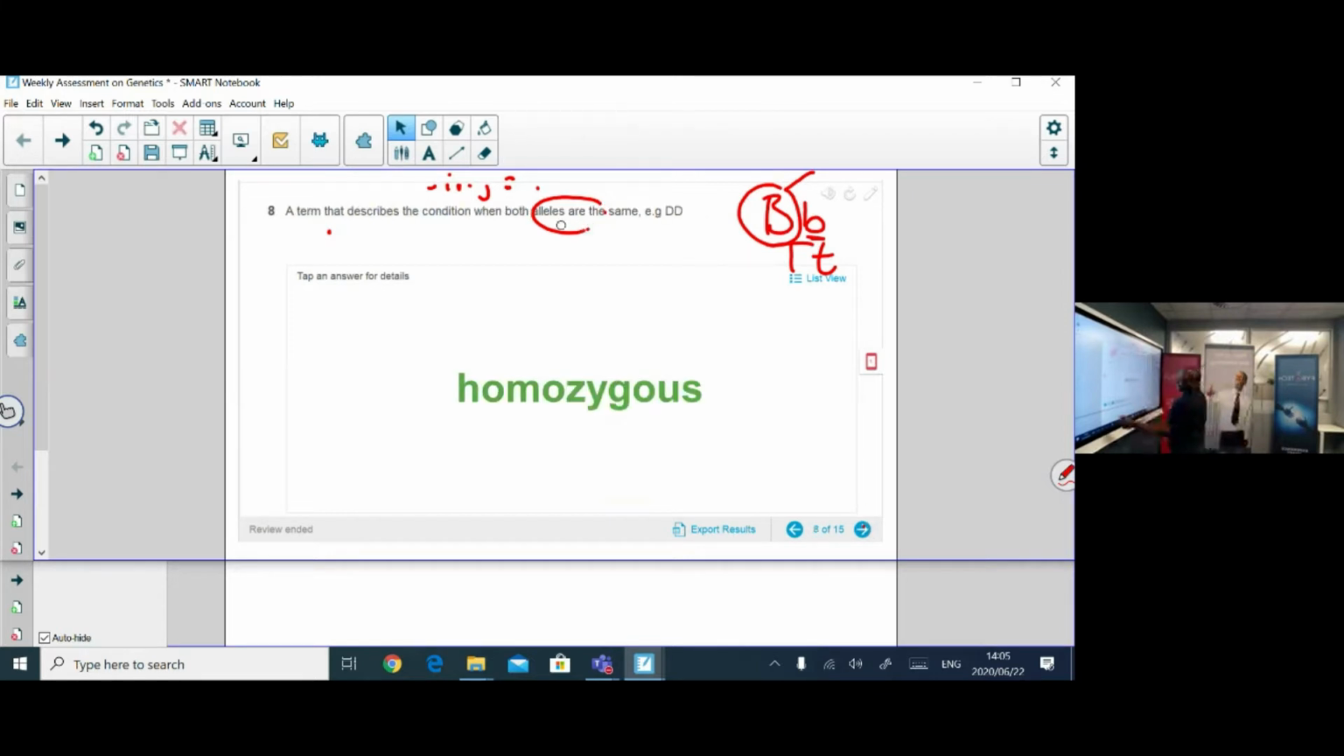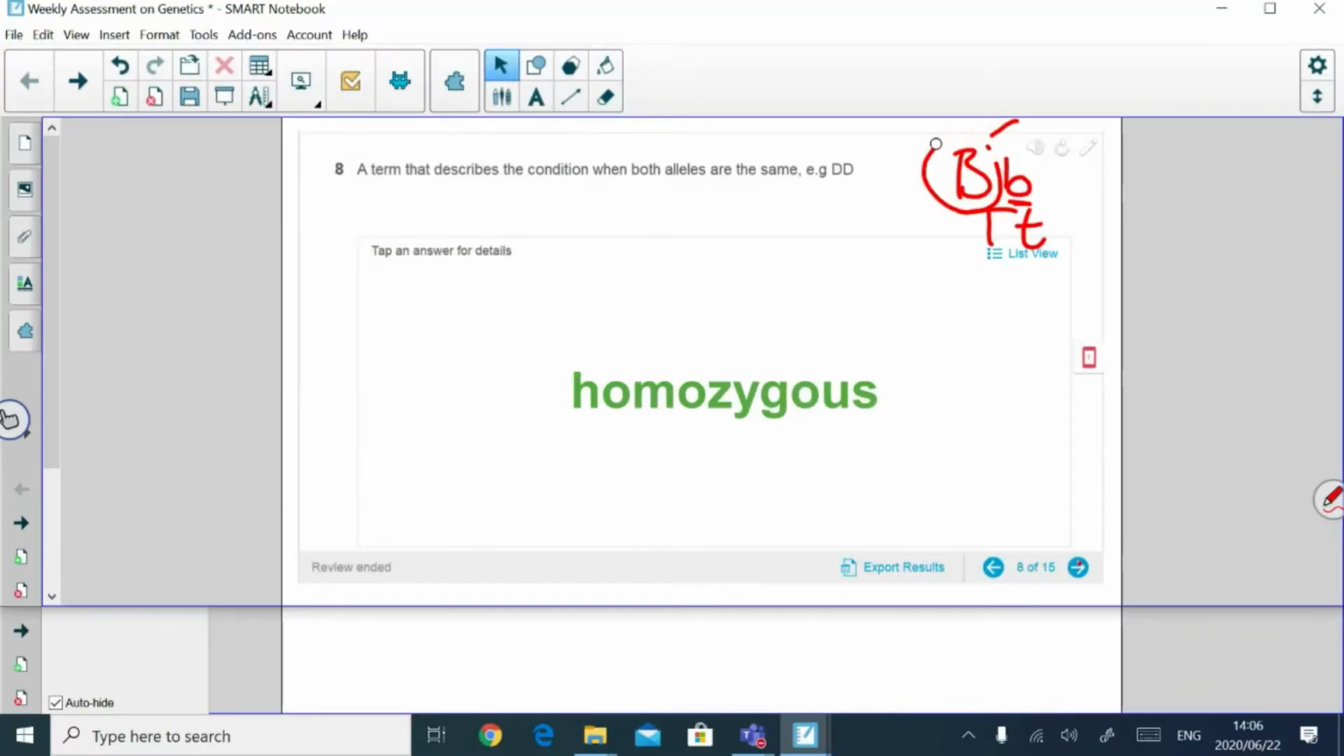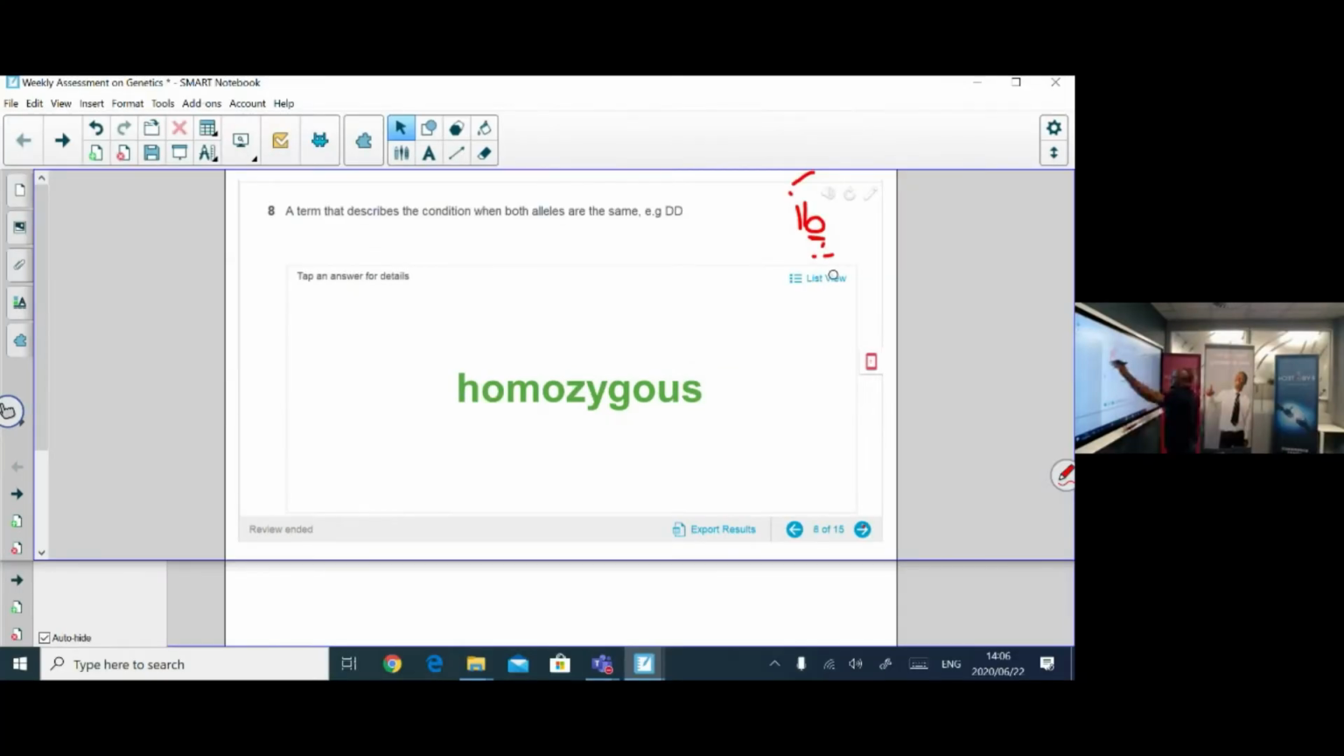A term that describes the condition when both alleles are the same. I hope you are not getting confused. When both alleles are the same, what term do you use to describe that condition? I gave an example of D, which means it's a homozygous condition. Okay. Next question. You did well on this one.